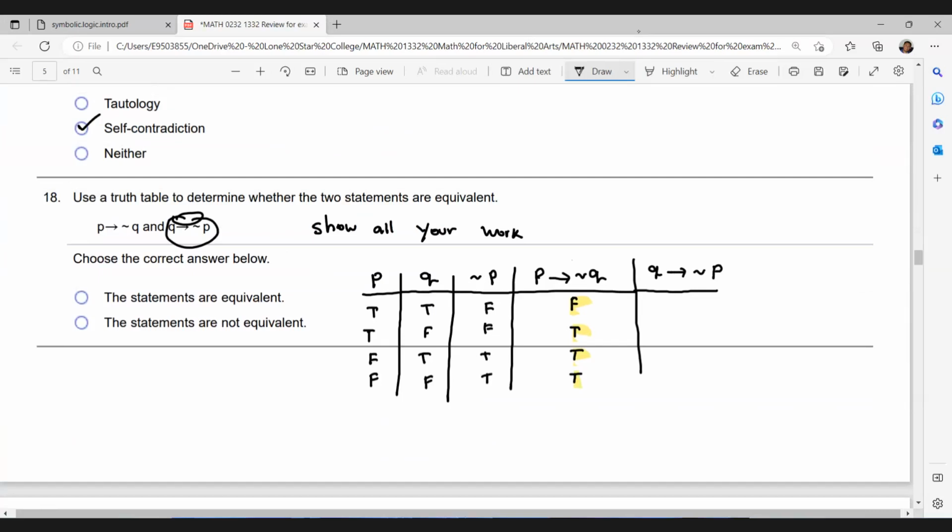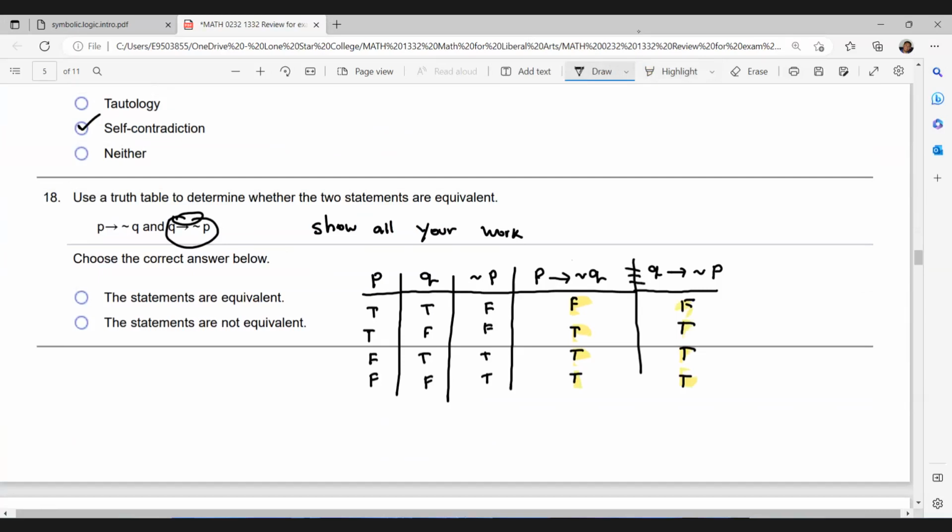So in this column, I went ahead and negated P. Now, for the conditional, the order really, really matters. So therefore, true, false, that will be false. This will be true. This will be true. This also will be true. And now, if we compare row for row, final answers, we see that they are exactly the same thing. So we can say that these two statements are equivalent.